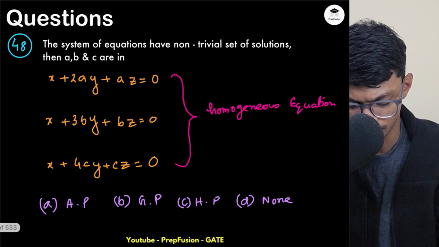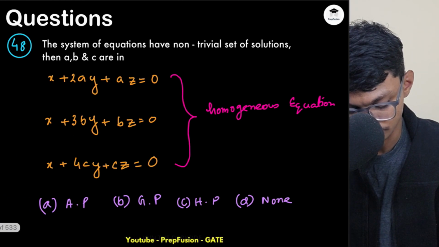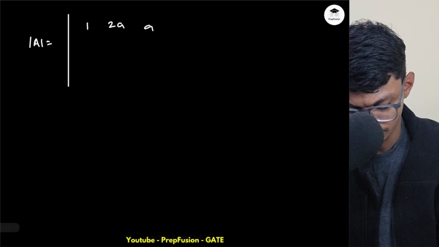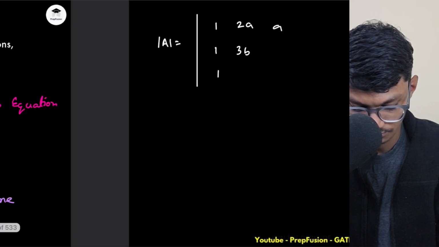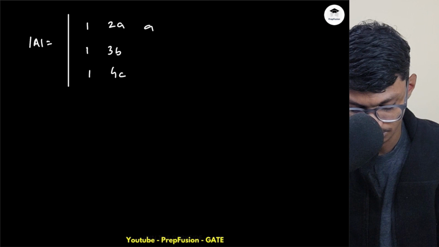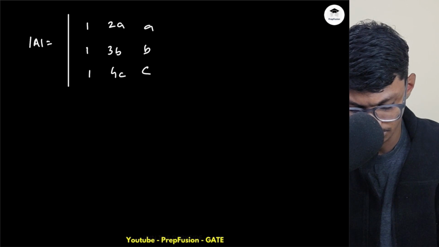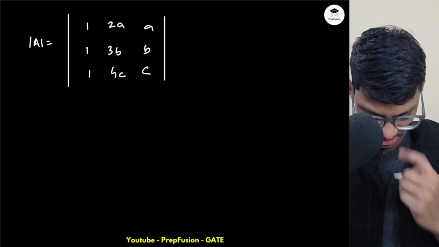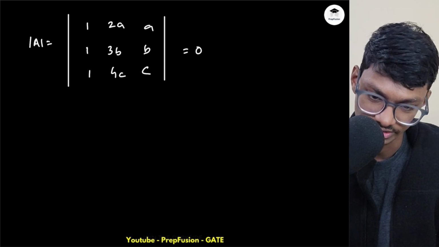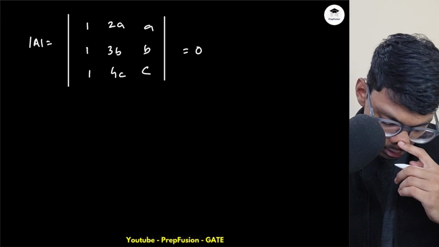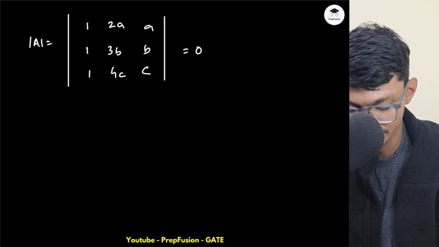One, two, A. This is 1, this is 1, 1, 1. This is 3B. This is 4C. This is B. This is C. Now this is equal to 0. So what can we do? We can't do much actually. So basically what we can do is make these zeros. We already have 1. Previously we didn't have 1 in this column, but now we have. So we can make this column 0.